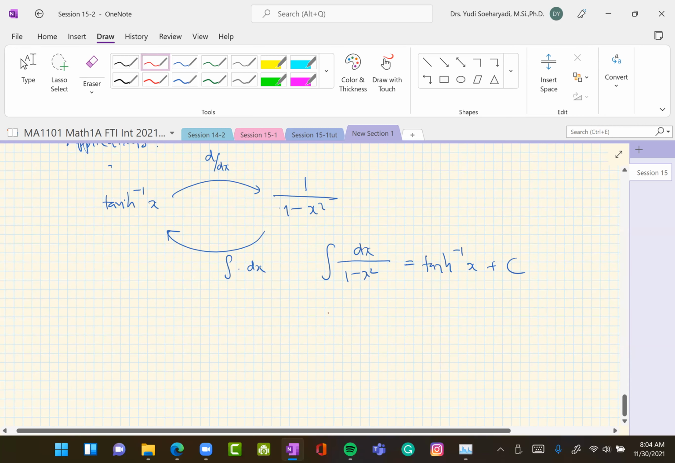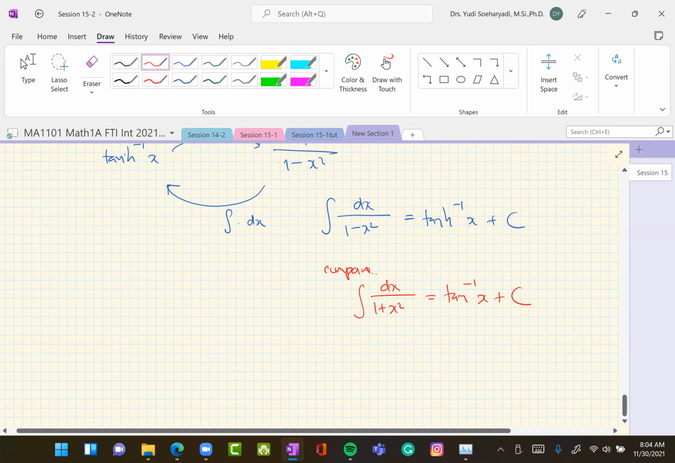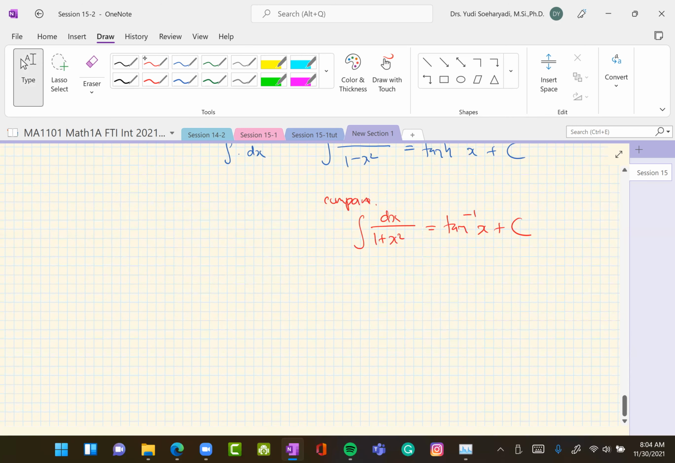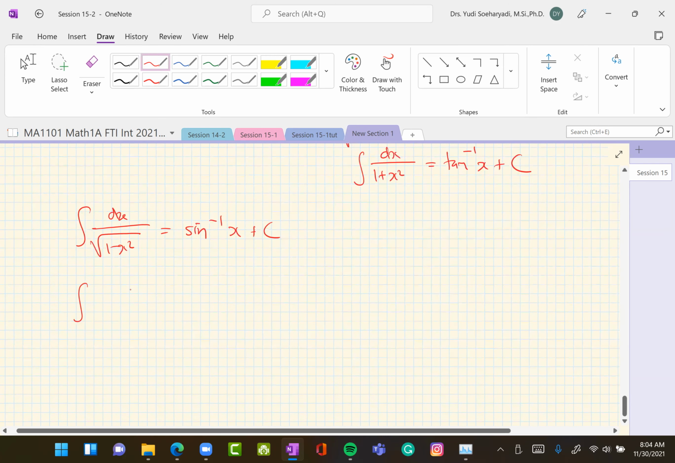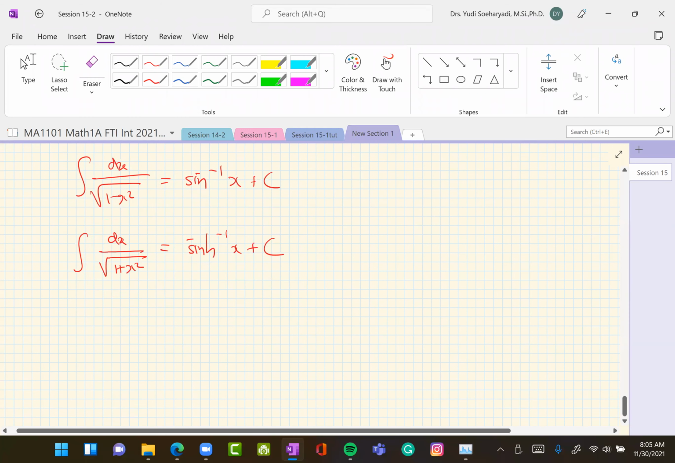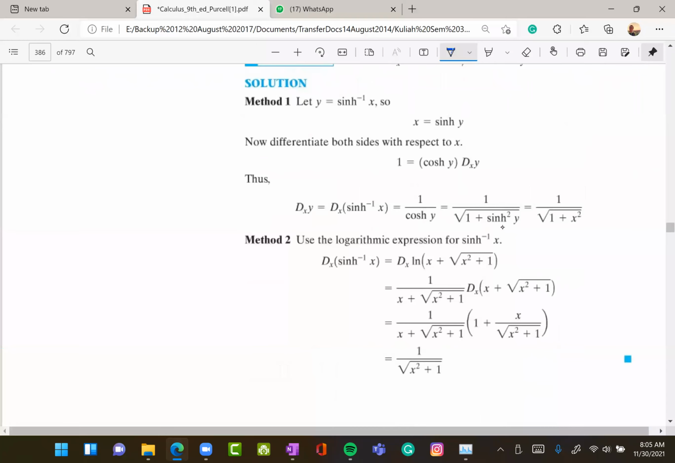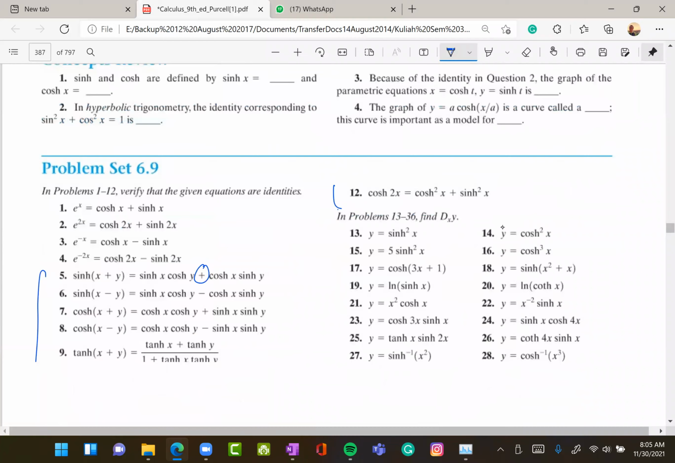In comparison, if you have dx over 1 plus x squared, you have tan without hyperbolic. And another thing is that if you recall dx over, that's you get sine. Then for plus sign, you get sine hyperbolic. So that's the difference between using hyperbolic or not. One example, let's see, one integral. This is the last example that I would like to do.